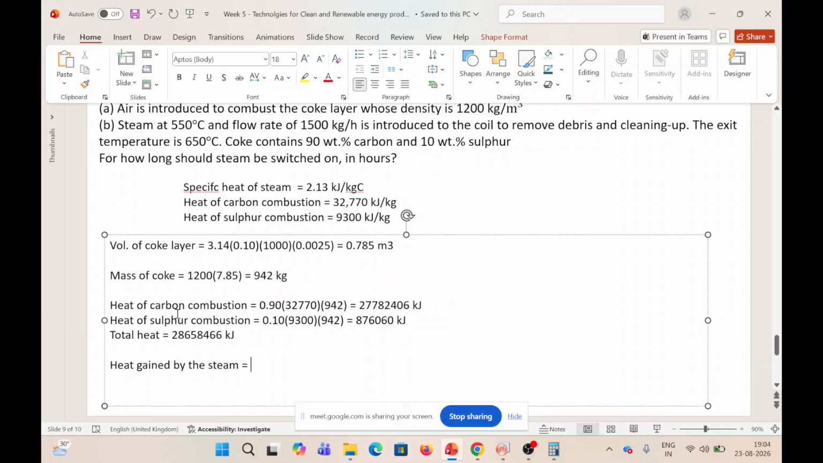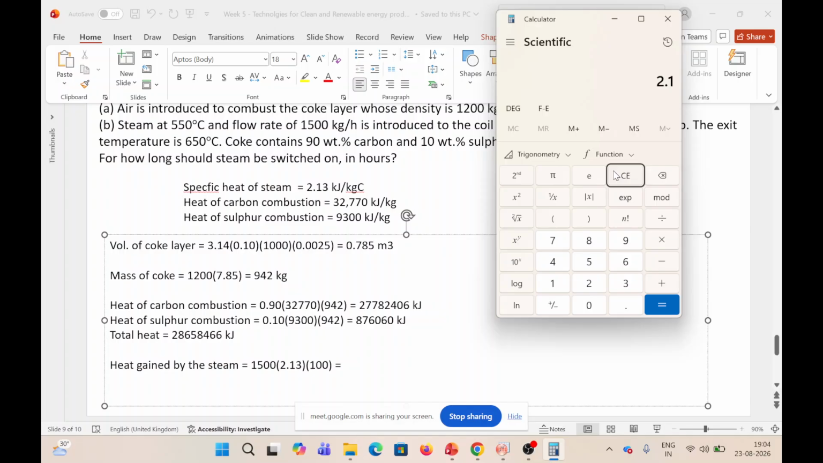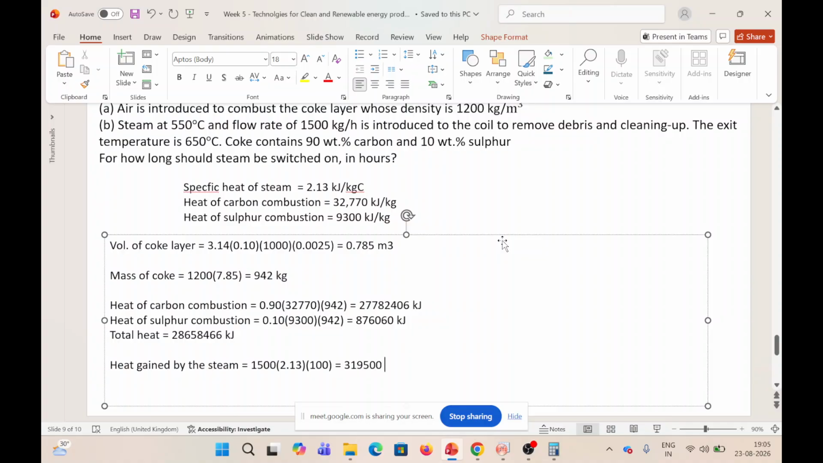So m is given in the form of mass flow rate. So 1500 kilogram per hour times 2.13, which is the specific heat of the steam, times the temperature difference, that is 100, which is nothing but 319500 kilojoule per hour.